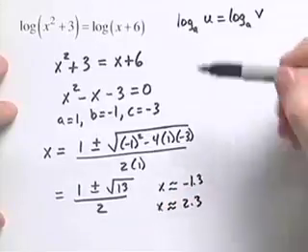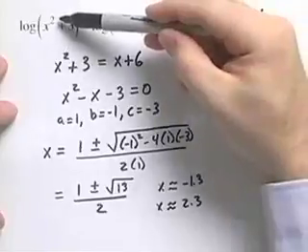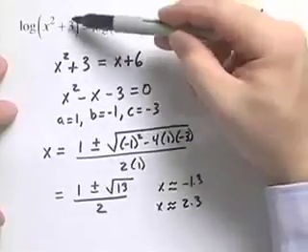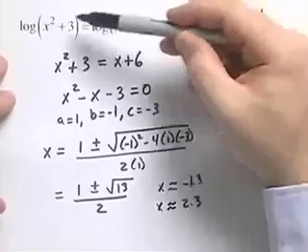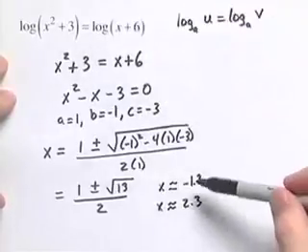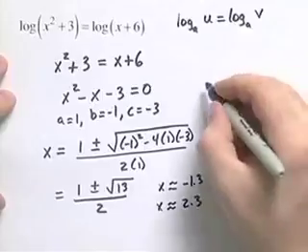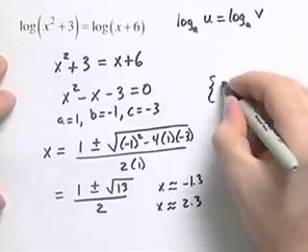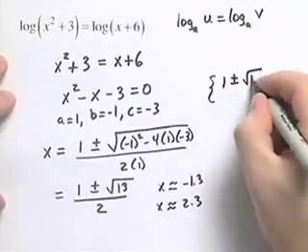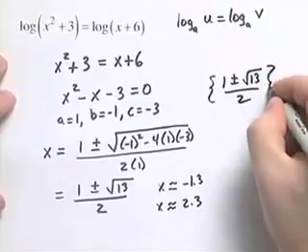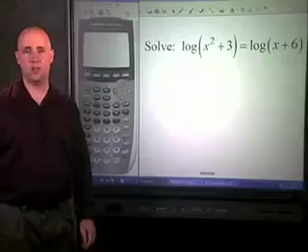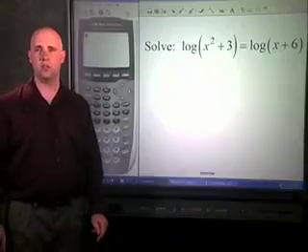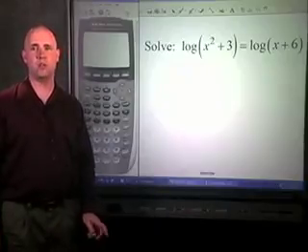If we use those and check in our original equation, you can see that neither one of those values will yield a negative value inside the logarithm, nor will they yield 0, and so both of these solutions will work. So our solution set will be 1 plus or minus the square root of 13 over 2. Now that we've solved this equation algebraically, let's use our Smartboard interactive whiteboard to solve it using a graphing utility.